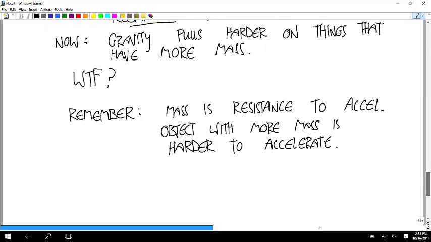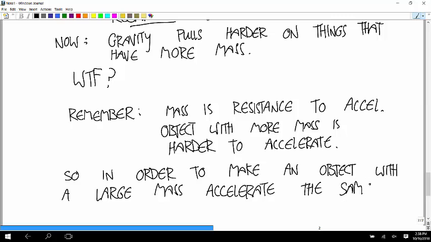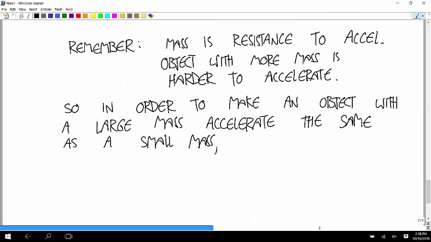So in order to make an object with a large mass accelerate the same as a small mass, you have to apply a bigger force. That's the key thing here.